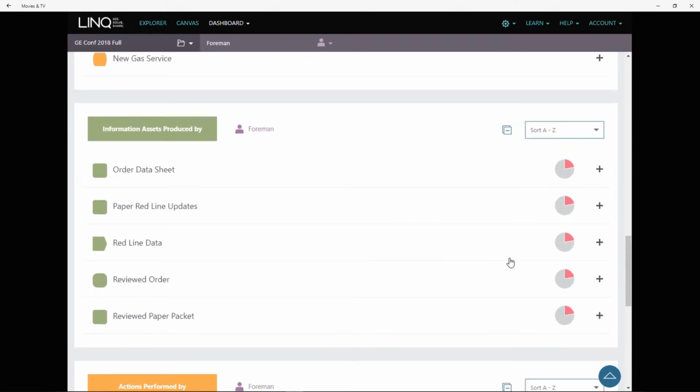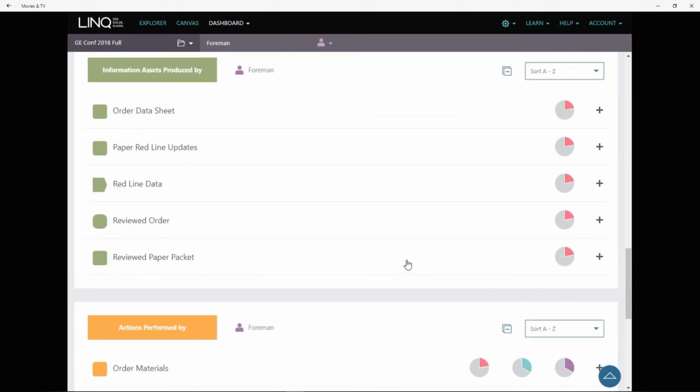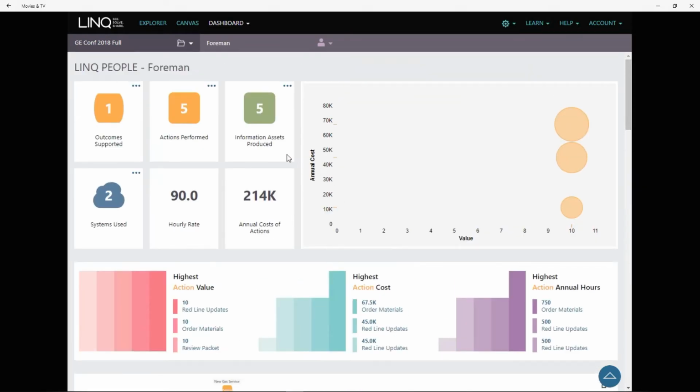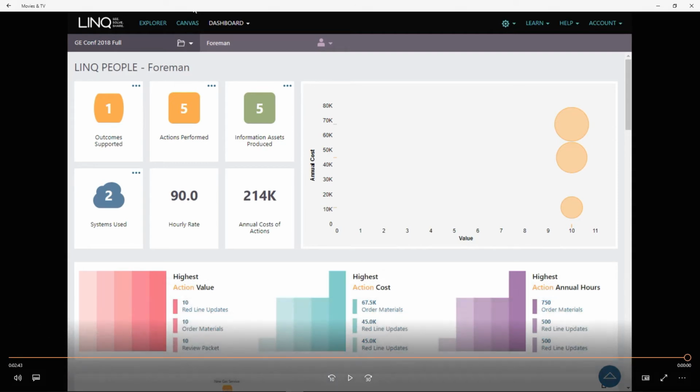This gives us a real good view of what is being done and how much it's costing us, where we're spending our money, and whether or not we're getting the value we need to get, or whether we're actually wasting a lot of money. It's a very powerful tool.